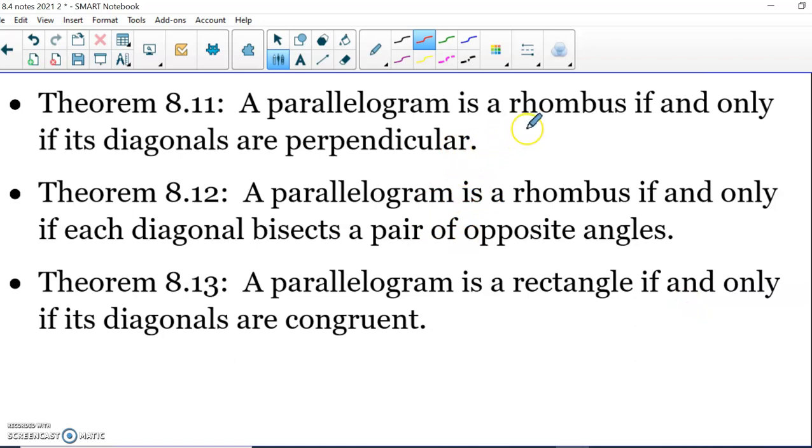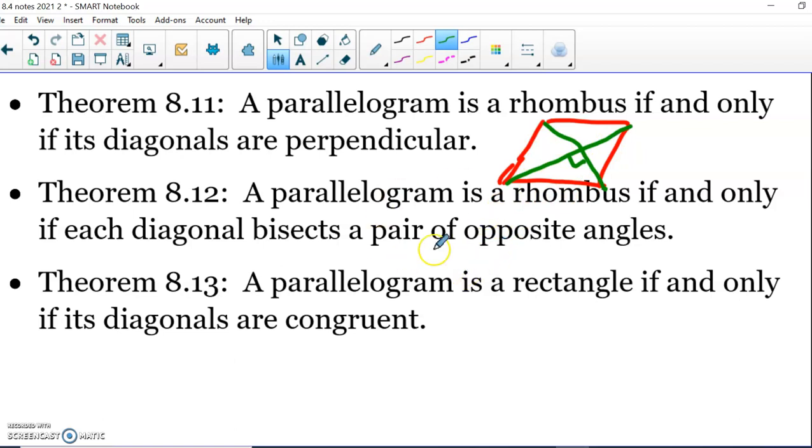First one, in a rhombus, the diagonals are perpendicular. Why do we care? Because now that gives us right triangles. Right triangles, we can use Pythagorean theorem or we can use the trig ratios. So in a rhombus, the diagonals are perpendicular. They form four right angles.